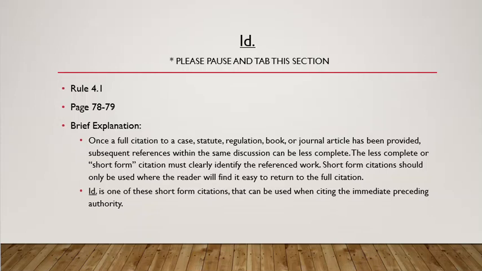Once a full citation to a case, statute, regulation, book, or journal article has been provided, subsequent references within the same discussion can be less complete. The less complete or short-form citation must clearly identify the reference work. Short-form citation should only be used when the reader will find it easy to return to the full citation. Id. is one of the most common forms of the short-form citation and should only be used when the preceding authority is the same one cited with id.